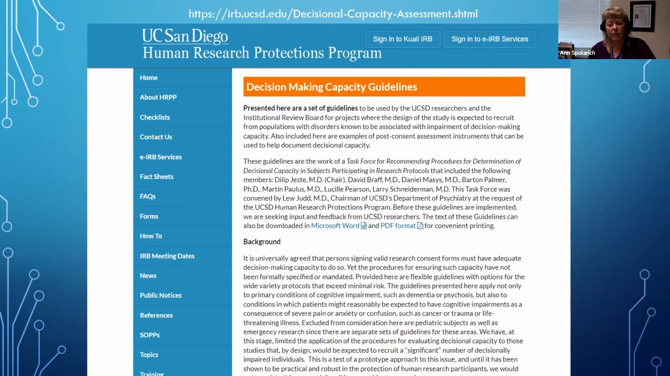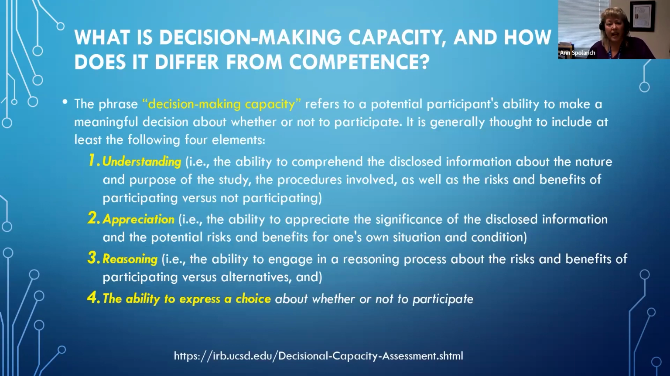They talk a little bit about some of the things to be thinking about and give a nice set of guidance. From that site, they define decision-making capacity as a potential participant's ability to make a meaningful decision about whether or not to participate. Decision-making capacity is thought to include at least the following 4 elements. Understanding, which is the ability to comprehend disclosed information, and you can see some of the information that falls under this category. Appreciation: can the person appreciate the significance of that disclosed information and how it relates to potential risks and benefits in that individual's own situation and for their own condition?